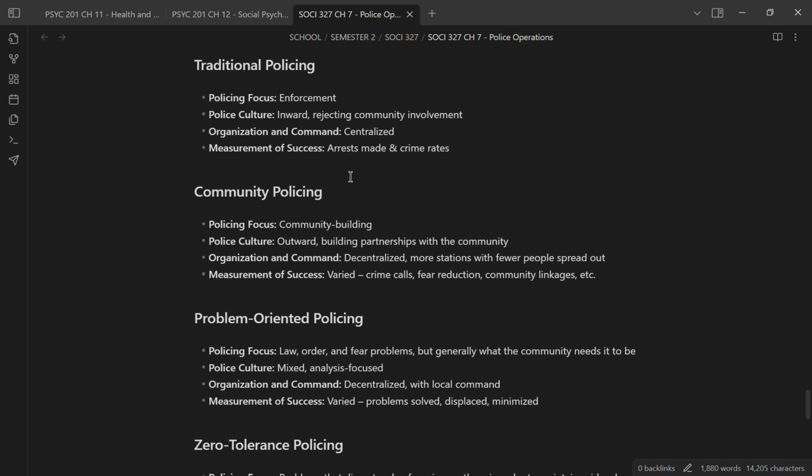Yeah, problem-oriented policing, the focus is law and order, fear problems, etc., etc., and kind of helping with that, mostly what the community needs. The culture is mixed, but it's kind of like analysis focused on evidence. The organization and command of it is decentralized with a local command, and its measurement of success is varied, but mostly on a problem solved, crime displaced, and minimized effect.